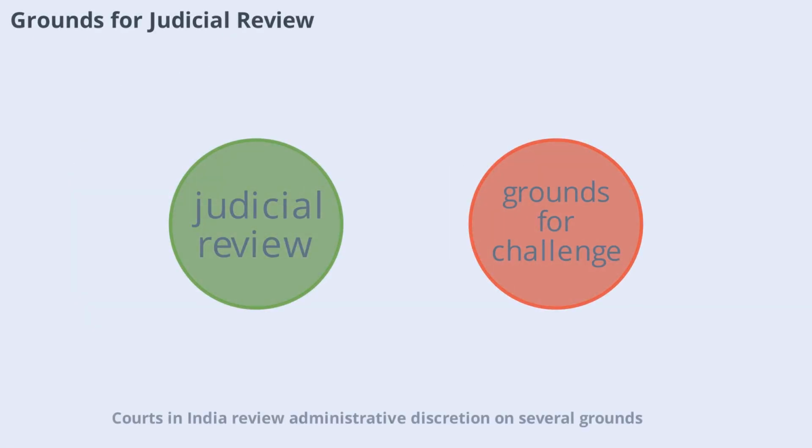Courts in India review administrative discretion on several grounds. These include abuse of discretion, failure to exercise discretion, and exceeding jurisdiction. Abuse of discretion can occur if power is used for an improper purpose, with Malafide intent, or based on irrelevant considerations. Failure to exercise discretion includes non-application of mind or acting under dictation. Exceeding jurisdiction means going beyond the legal limits set by statute.